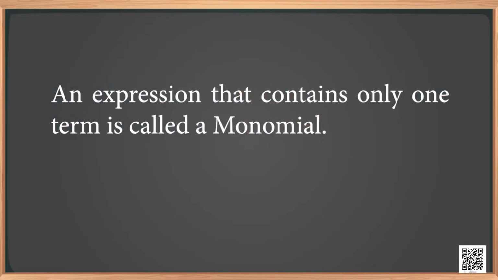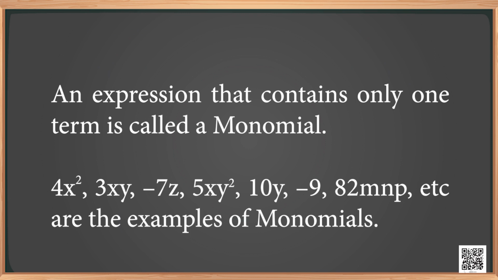Let us now recall what you have learnt about monomials, binomials, trinomials and polynomials in your 7th standard. An expression that contains only one term is called a monomial. 4x square, 3xy minus 7z, 5xy square, 10y minus 9, 82 MNP, etc. are the examples of monomials.